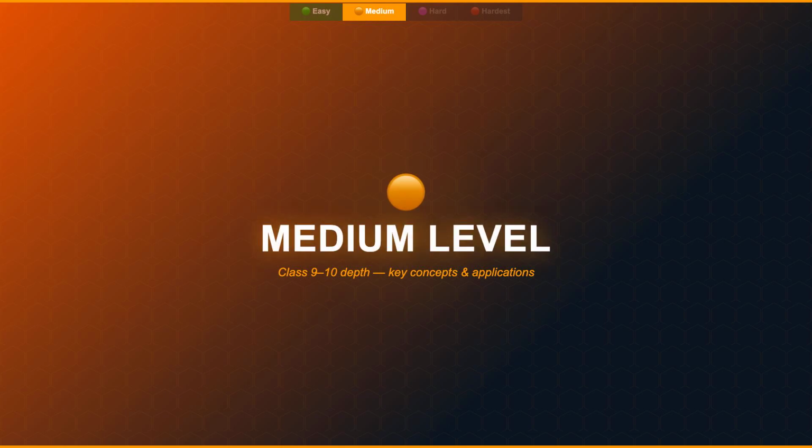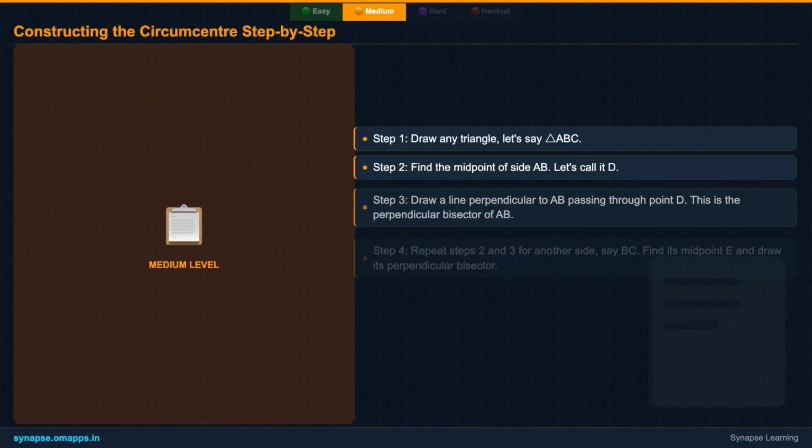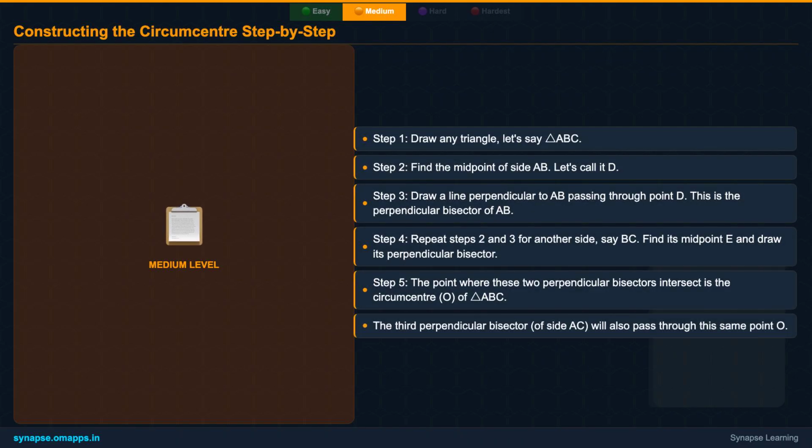In this medium level, we'll learn how to actually construct the circumcenter and explore its properties more thoroughly. Let's learn how to construct the circumcenter. First, draw any triangle, say ABC. Next, find the midpoint of one side, for example, AB, and draw a line perpendicular to AB through that midpoint. This is called a perpendicular bisector.